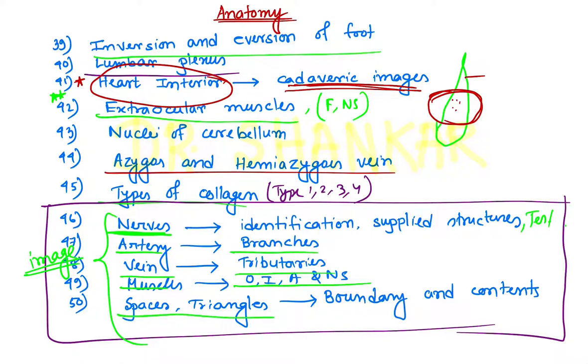And for spaces and triangles, like quadrangular space, upper triangular, lower triangular space, like femoral ring, femoral triangle, popliteal triangle, cubital triangle. So for these triangles, their boundaries and contents are important. So I think I have told you the most important topics for NEET. If you are ready with these 50 topics, I think you can cover 70 to 80%. 100% sure, you can attempt 70 to 80% of the questions.